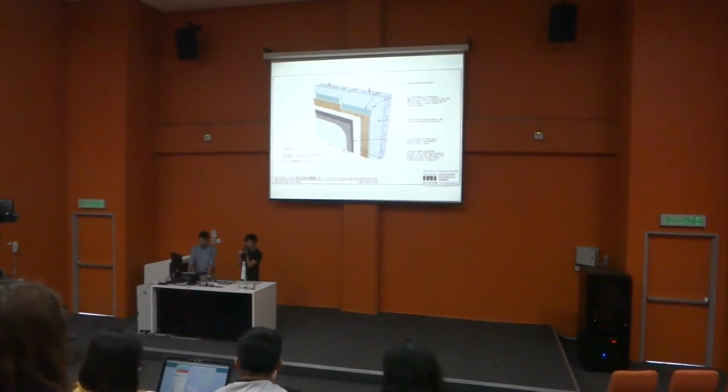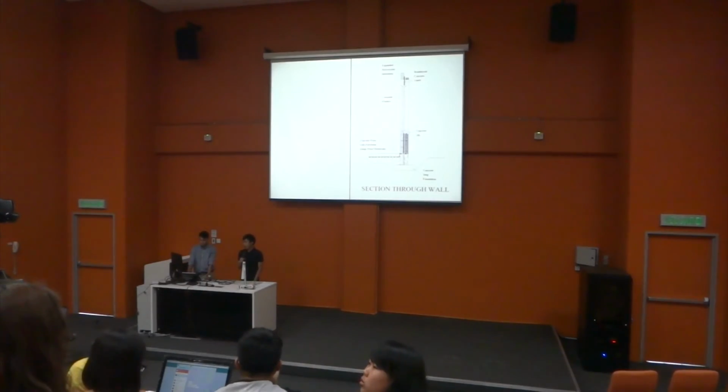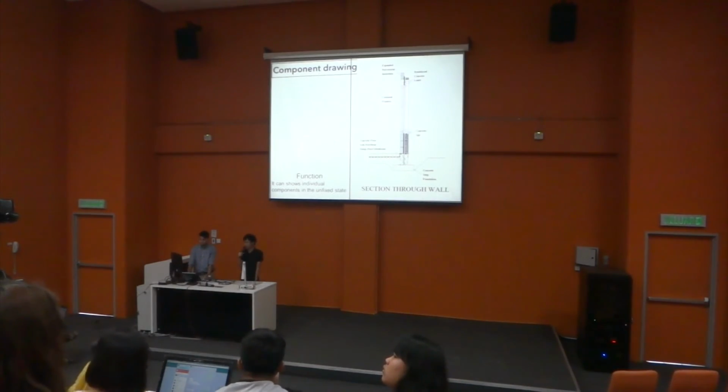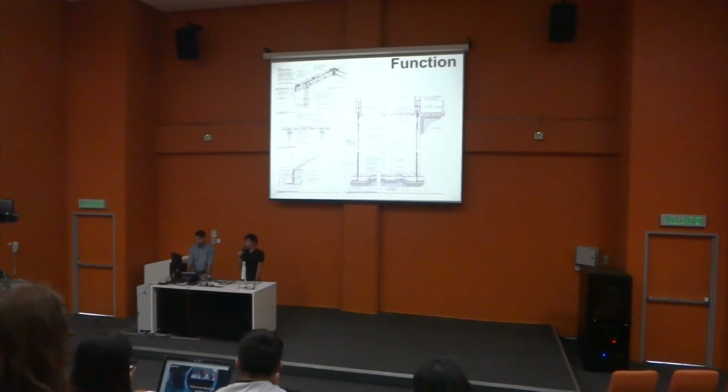And this is assembly drawing. This is how it looks, and it's used to list all the parts and sub-assemblies that make the final product. This section through wall is under component drawing, and it is important to show individual components in their unfixed state. Finally, we have detail drawing, which is important to show how component parts are made, how component parts fit together, and how individual components are made.